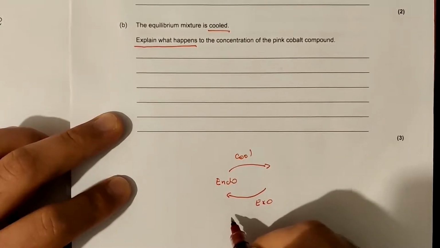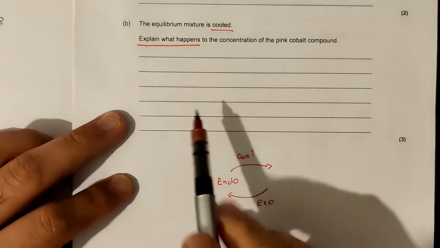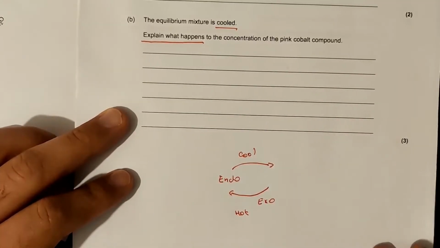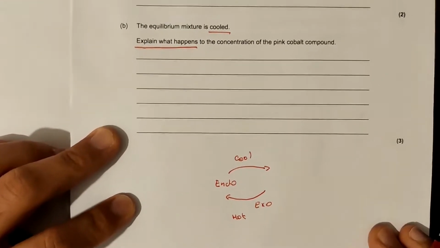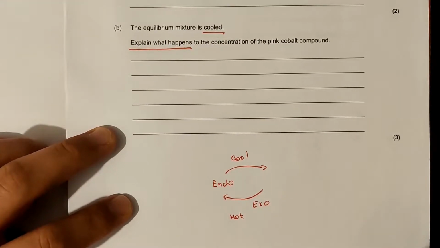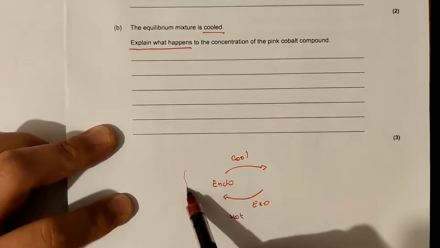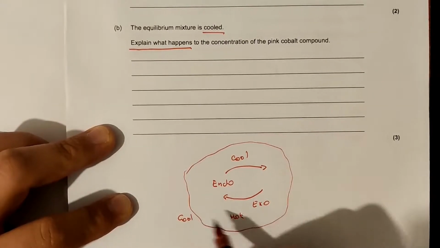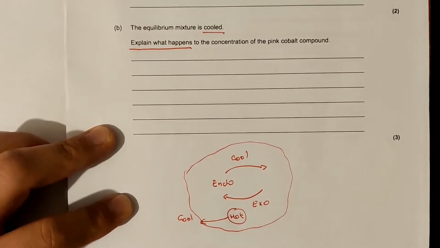Cool was right, cool, and then hot, okay? Going backwards is hot. So it says explain what happens to the concentration of the pink cobalt compound if the mixture is cooled. Now you got to think about, first of all, that energy will travel from the hot substance to the cold substance. So if you make the surroundings of that reaction cold, the heat energy is going to be leaving the reaction.